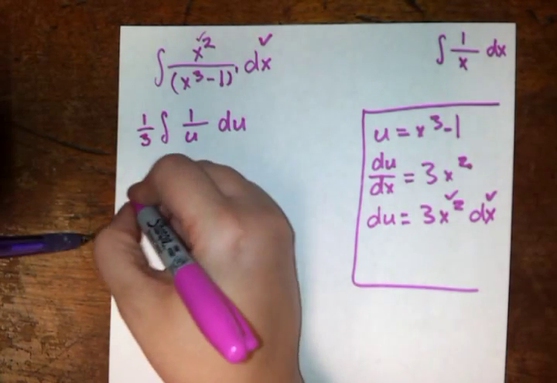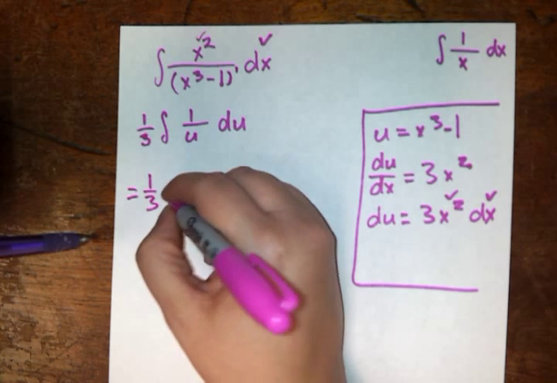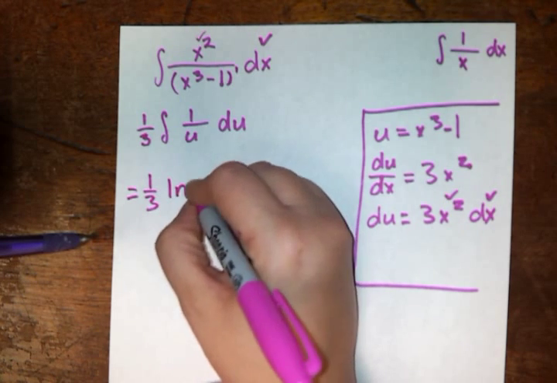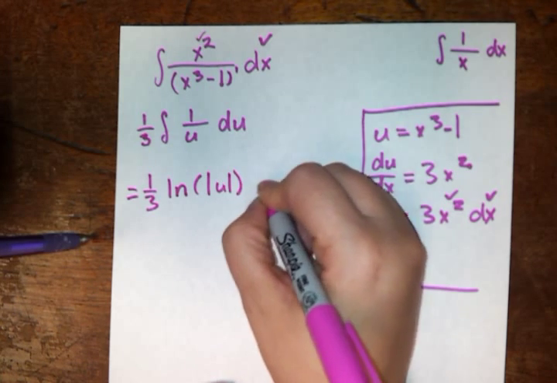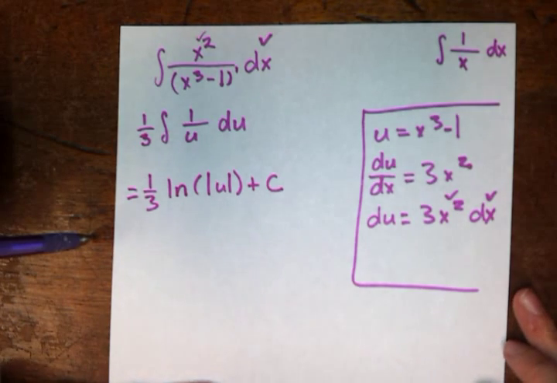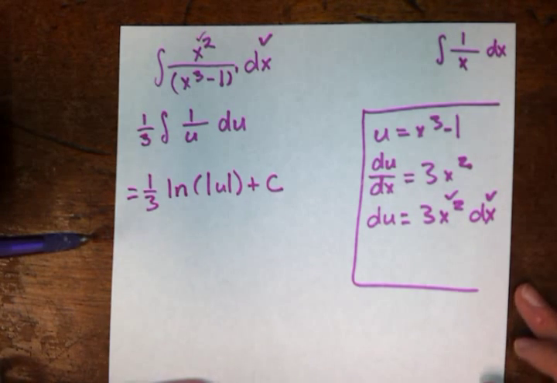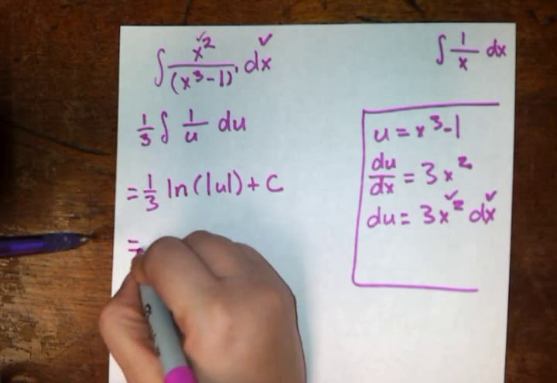And now we just take that integral. So that's 1/3 times the integral of 1 over u. Well, we know that that's the natural log of the absolute value of u plus c. Okay? We have that extra constant there. So now we can just plug in what we had for u, and that will be our answer.